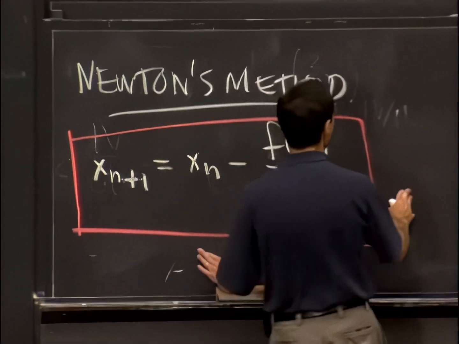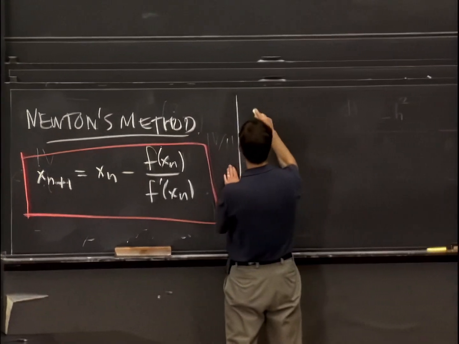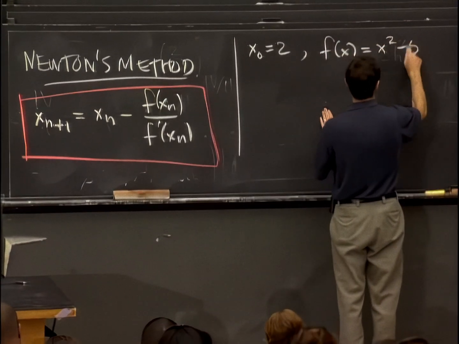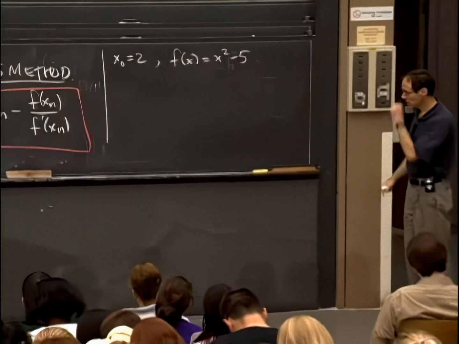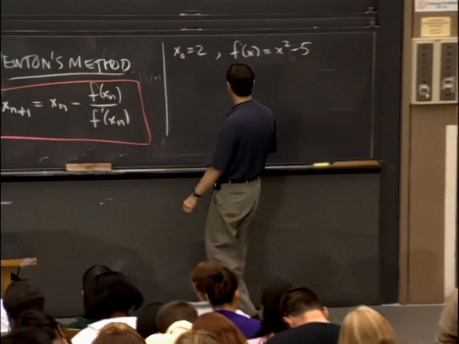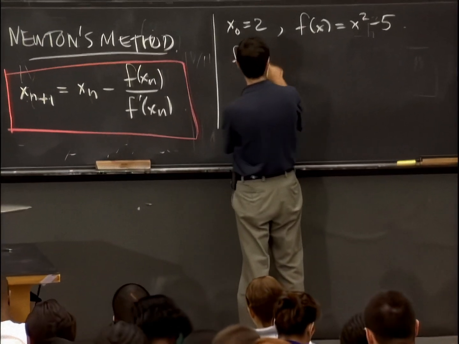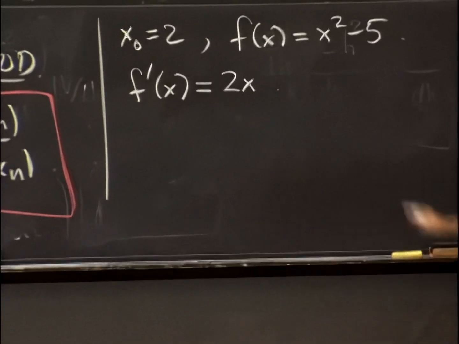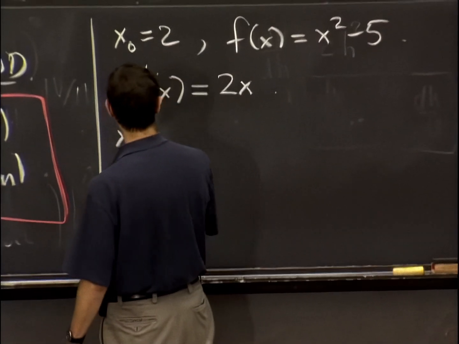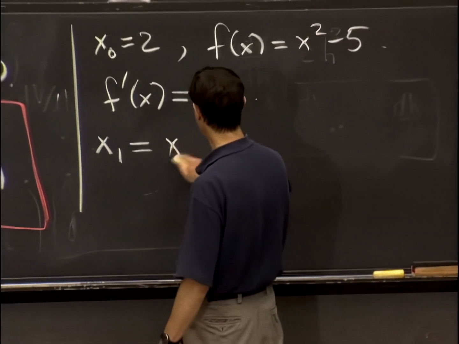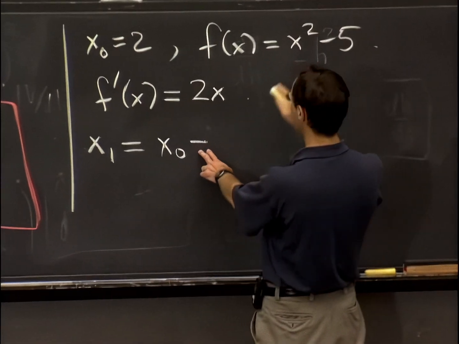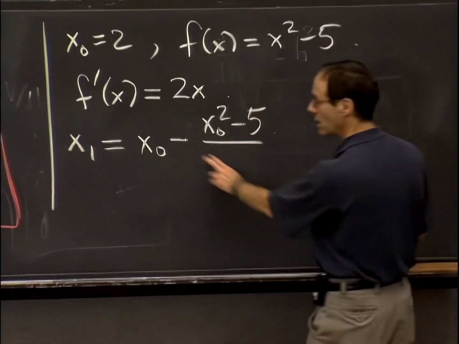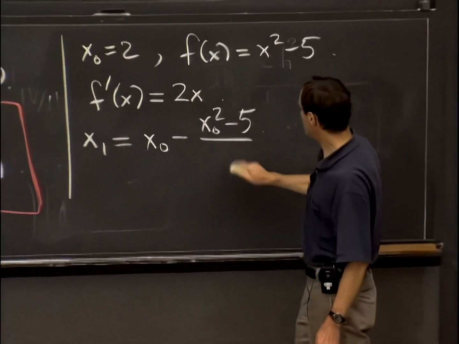All right, so let's see how it works in the case that we've got, which is x0 equal to 2, f of x equal to x squared minus 5. So let's see how to implement this formula. First of all, I have to calculate f prime of x. That's 2x. And so x1 is equal to x0 minus, so f of x would be x0 squared minus 5. That's what's in the numerator. And in the denominator, I have the derivative. So that's 2x0.